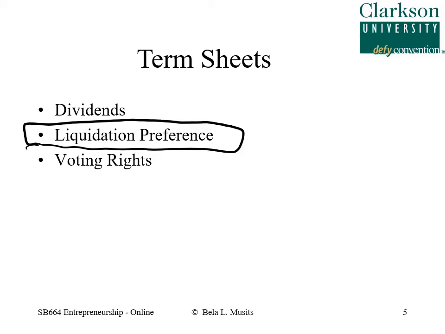Some liquidation preferences are 1x, like this one is. Some are 2x. I've seen liquidation preferences as high as 5x. So you really want to pay attention to this, because you can end up in a situation where the common shareholders, i.e. the founders and the employees, have no money left over for them once the proceeds are divided up.